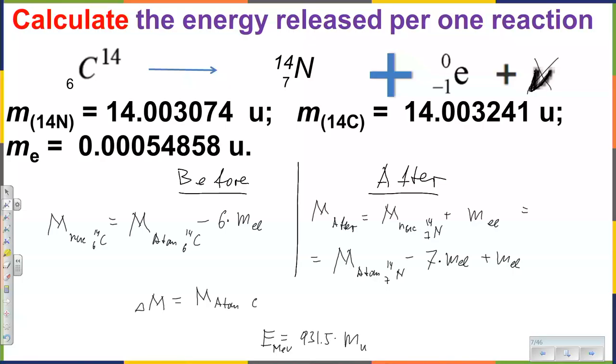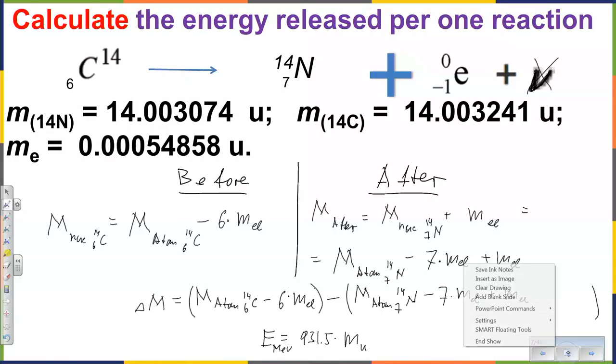And that's a spontaneous reaction. More mass initially, less mass after. In general, we can calculate the magnitude of it. So, the atomic mass of this minus 6 electron masses; this is what we could call the mass on the left-hand side of the reaction equation. Now we have to subtract the total mass after the reaction has happened. So we just have to copy the whole thing. Atomic mass minus 7 electron masses, but plus back 1 electron mass.